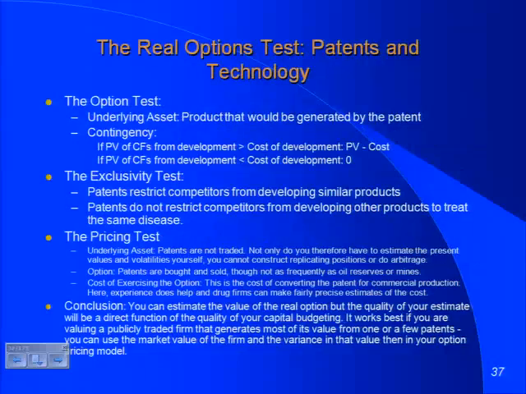So let's pass real options through the test. Is there an option? Obviously. You can draw the payoff diagram. There's obviously an option in a patent. Is there exclusivity? Partially, right? We have exclusivity because you have legal protection against competition, but that doesn't mean you won't get any competition at all. It could come from other people working on the same drug.